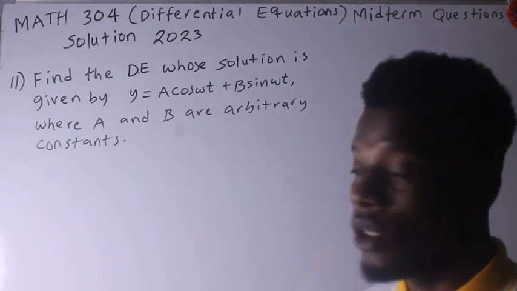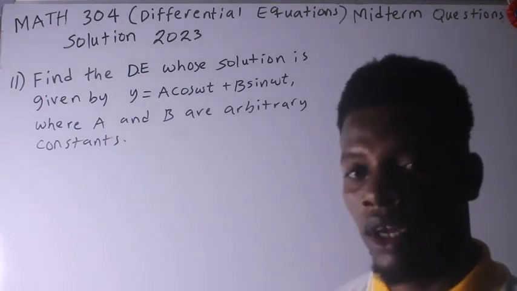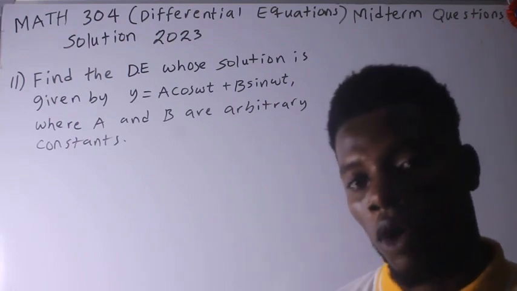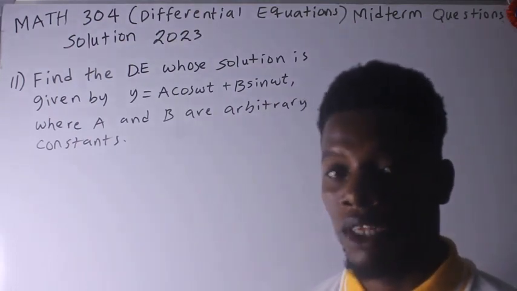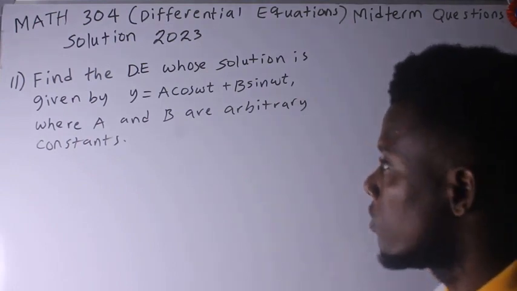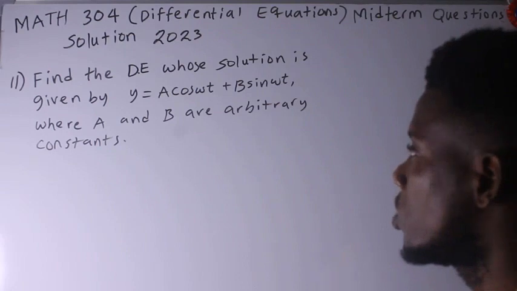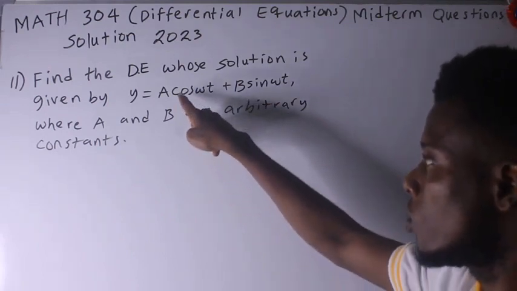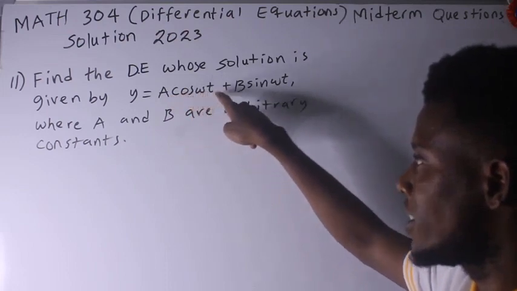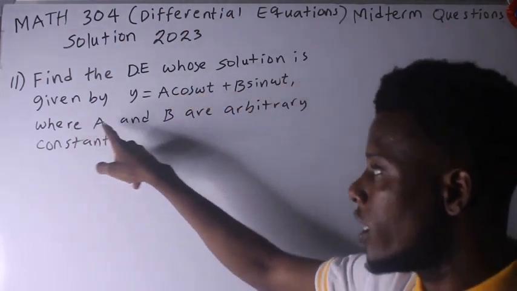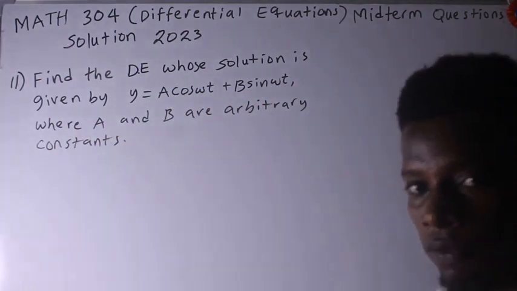And today we are going to be solving question number 11 on the practice questions for Math 304 midterm exam. And question number 11 says we should find the differential equation whose solution is given by y equals a cos omega t plus b sin omega t, where a and b are arbitrary constants.